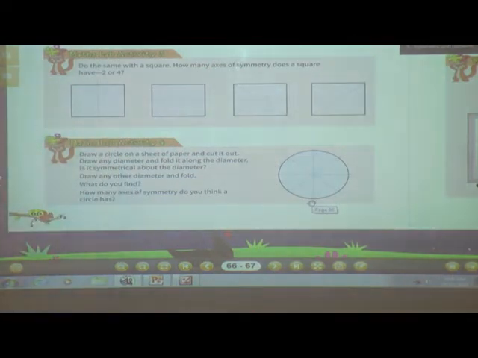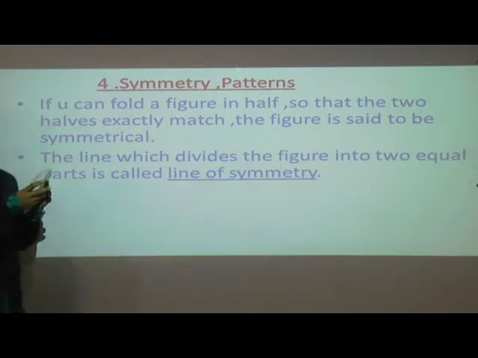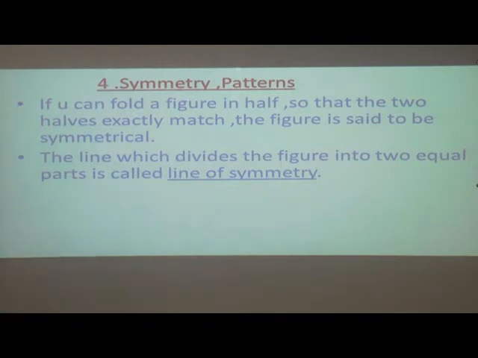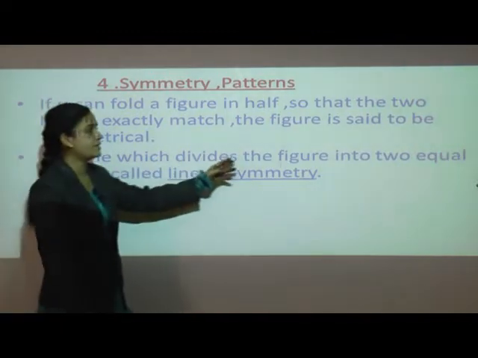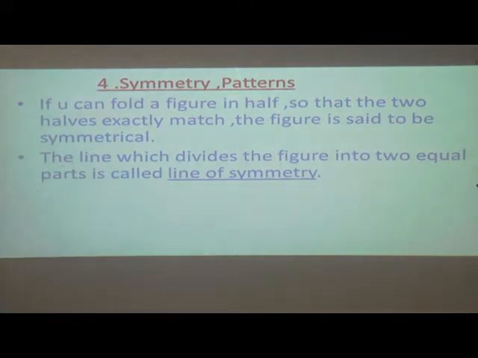Okay. Now students, see here, symmetry. What is meant by symmetry? If you can fold a figure in half so that the two halves exactly match, the figure is said to be symmetrical. So just now I told you about how to fold the figures of heart shape, rectangle, square and circle. Another definition, see here: the line which divides the figure into two equal parts is called the line of symmetry. So all of you understood what is meant by a symmetrical figure and line of symmetry?